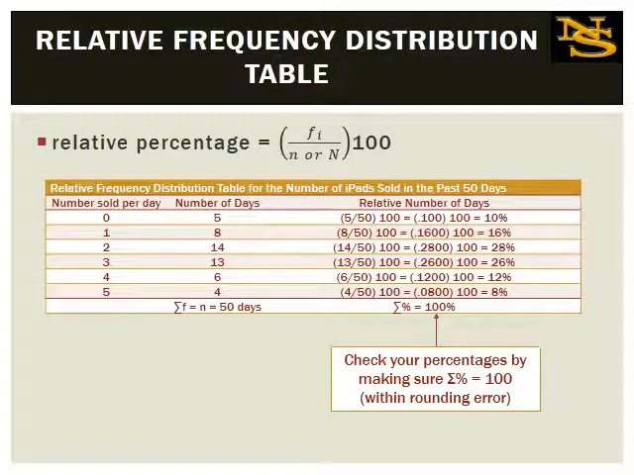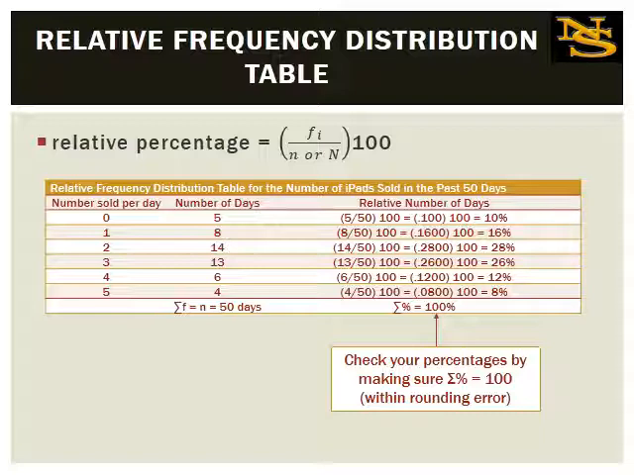Now let's take this frequency distribution table a step further. Maybe instead of just looking at the raw number of days that you sold that many iPads, you want to know what percentage of the days you sold that many iPads. So you would want to construct a relative frequency distribution table. And relative frequency is really just a fancy stats term for percentage. You can see that I did the math in this table just to show you how that works.